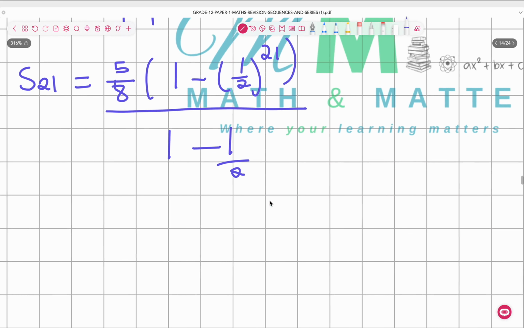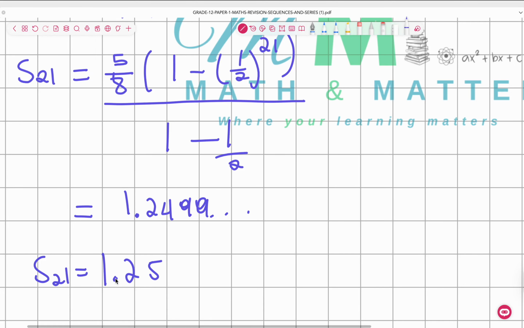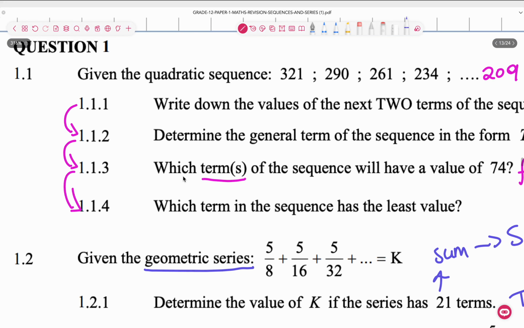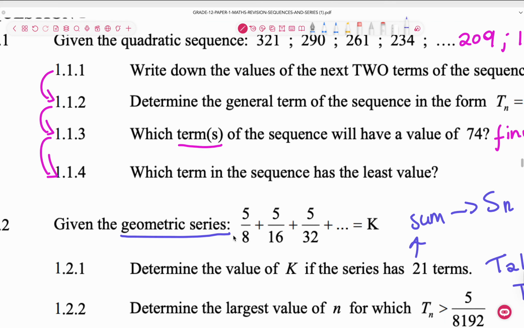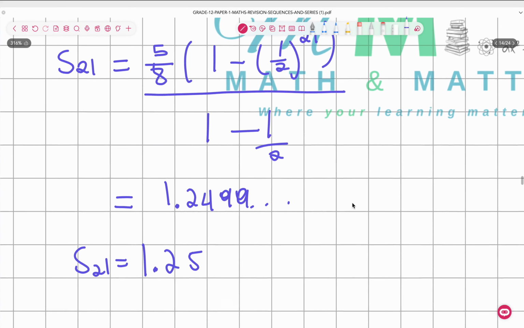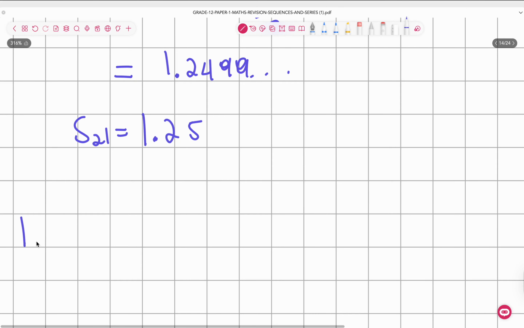Okay, so you punch this in the calculator, it will give you a value that will say 1.2499..., and then your final answer S21 will be 1.25. So it means if you add up all these terms in this sequence, they're going to add up to 1.25. So you see how small that is, and it makes sense because it's fractions. When you change these, they give you decimals that are less than 1. So your answer should make sense given the sequence or series that you are given. Okay, next question. I hope that makes sense.